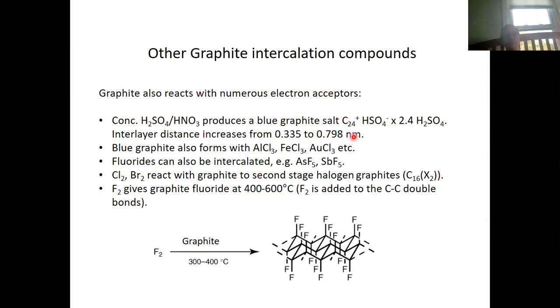You don't have to memorize these numbers. So also other compounds can be intercalated, for instance, metal salts like aluminum chloride, iron chloride, silver chloride, or the fluorides, for instance, arsenic pentafluoride and antimony pentafluoride. Also halogens can be intercalated. So for example, chlorine and bromine react with graphite to form second stage halogen graphites. So we have, in this case, halogen molecules, Cl2 and Br2, in between the graphite sheets.